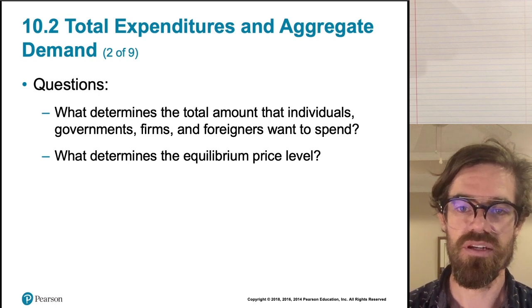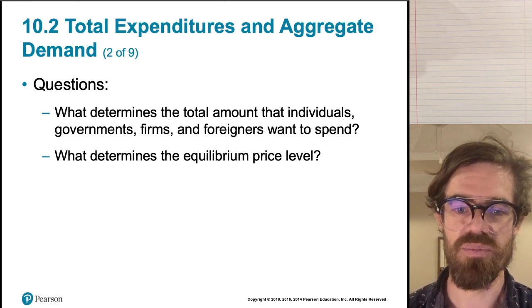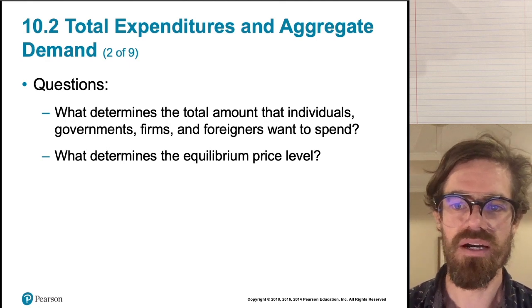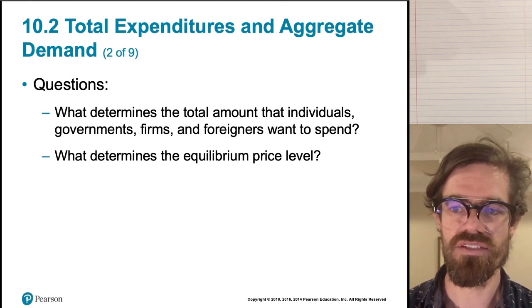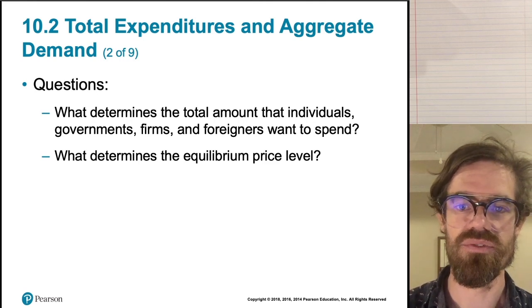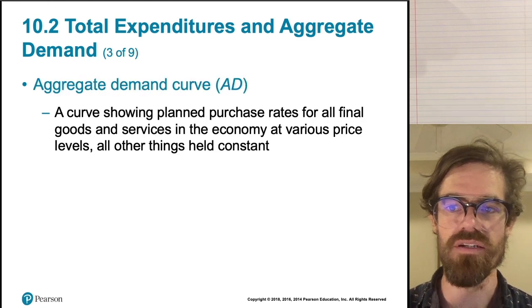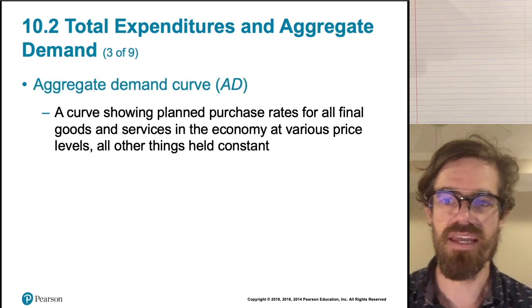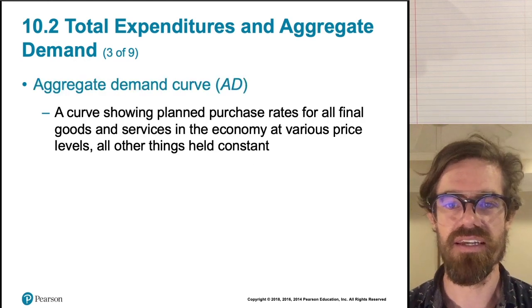Okay, so what determines these expenditures in the economy? And then also another good question is what determines the equilibrium price level? So we'll see what happens, right? We'll answer these questions moving forward here. So again, aggregate demand is just planned expenditure in economy.